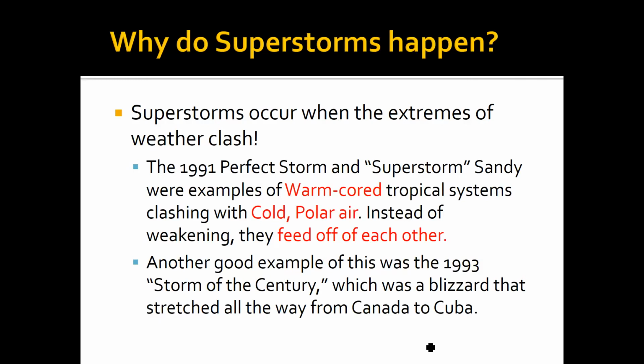And in fact, a lot of people had even said before Sandy formed, they said, man, this looks just like the perfect storm. The only difference is that the perfect storm was primarily an ocean storm, whereas Superstorm Sandy actually hit land. Another good example of this was the storm of the century, which formed in 1993, and this formed when the polar jet stream and the subtropical jet stream collided over the east coast of the United States. There's a good documentary on this. In fact, there's good documentaries on all of these, and I'll post a few in the description below.